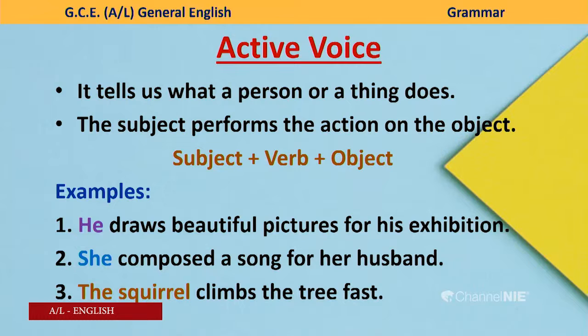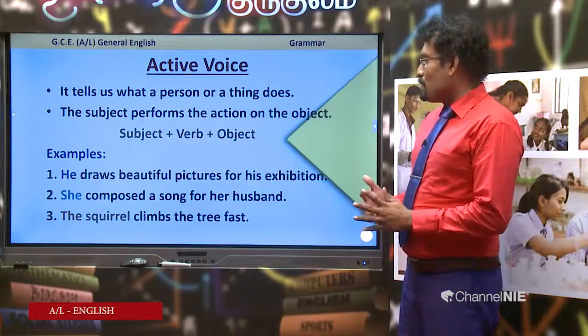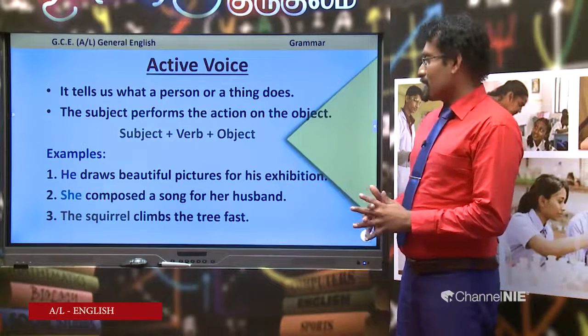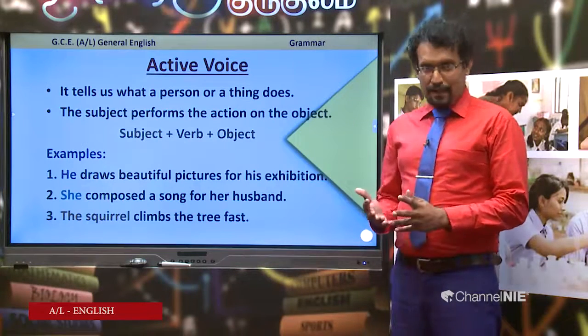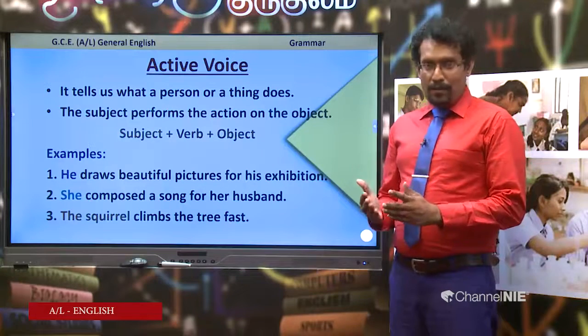He draws beautiful pictures for his exhibition. She composed a song for her husband. The squirrel climbs the tree fast. He draws beautiful pictures for his exhibition. So, he is the subject, draws is the verb, beautiful pictures is the object.